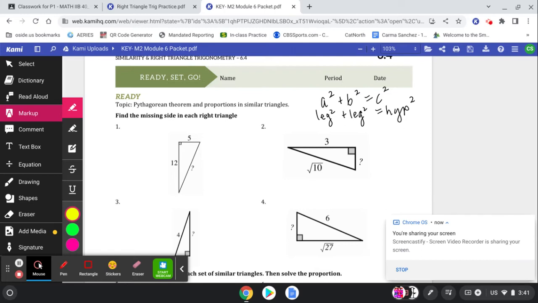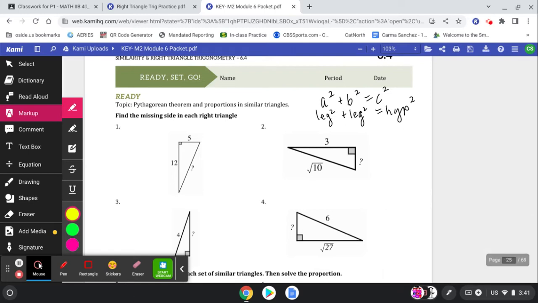Okay, we're only doing numbers 1 through 4, the ready right now, so let's take a look at Pythagorean, see if you remember how to do this. You might remember from middle school, the Pythagorean theorem was taught to us as a squared plus b squared equals c squared, but in Math 2, we like to refer to it as leg squared plus leg squared equals hypotenuse squared, so that you're using the actual names for each leg.